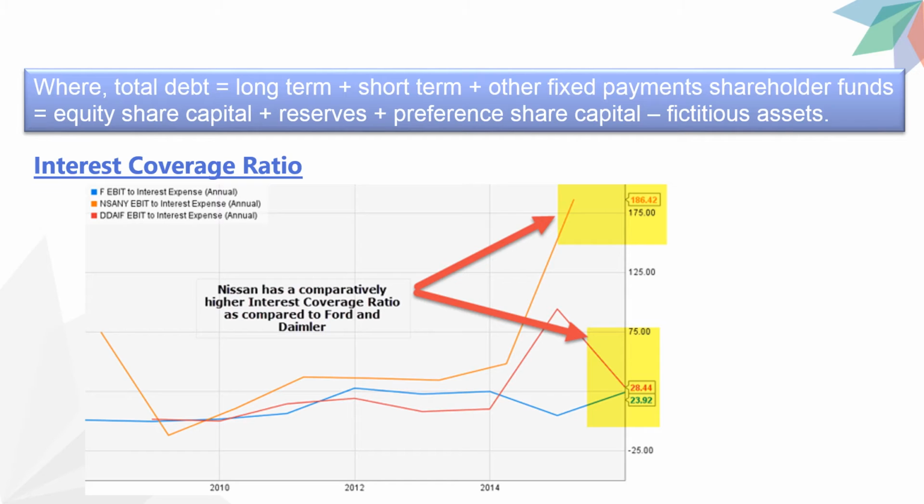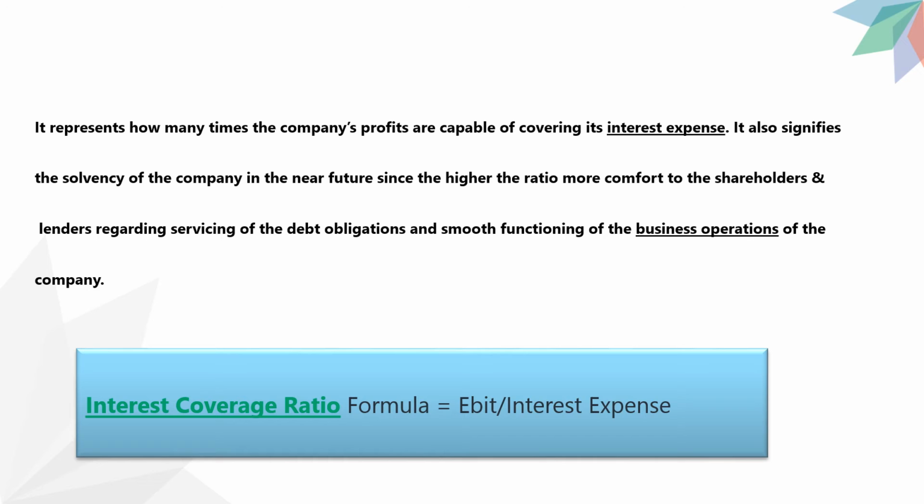Interest coverage ratio. Below are the details in the graph comparing Nissan and Ford companies. Blue, Ford, is EBIT to interest expenses annually. Orange, Nissan, is EBIT to interest expenses annually. Red, Daimler, is EBIT to interest expenses annually. Nissan has a comparatively higher interest coverage ratio as compared to Ford and Daimler. It represents how many times the company's profits are capable of covering its interest expense.